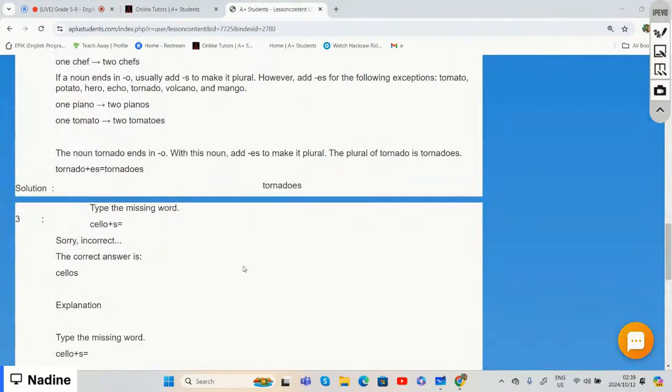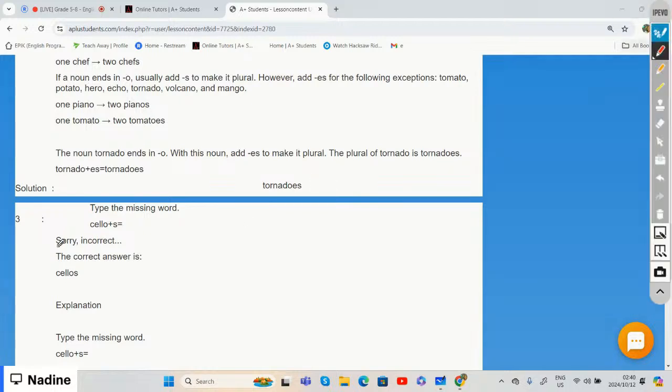And then the last one, cello plus s. What is cello plus s? All right, if we were to choose or write down the correct word, cello plus s is cellos, and we just added an s to that word to show the plural form. So well done. All right, so now we're going to our test and then we are ending off our lesson.